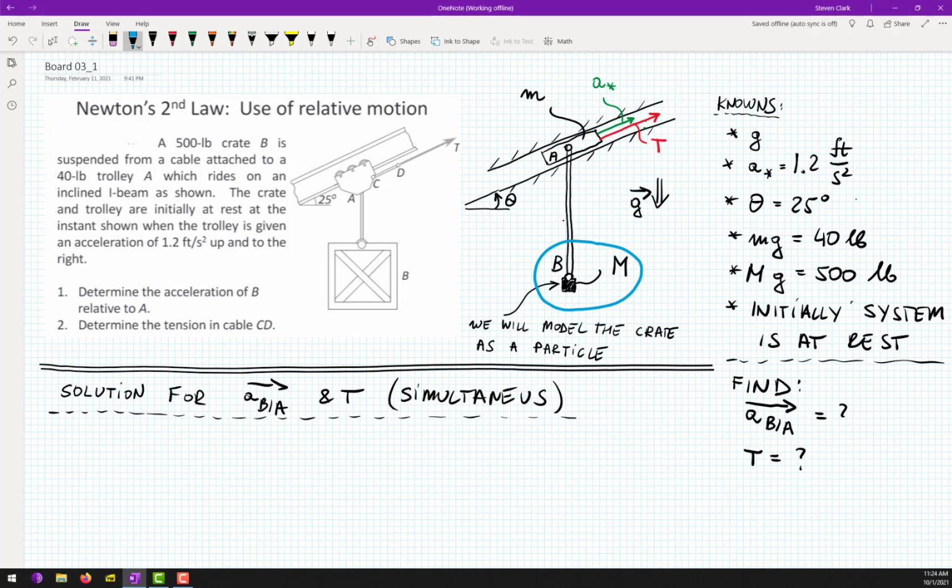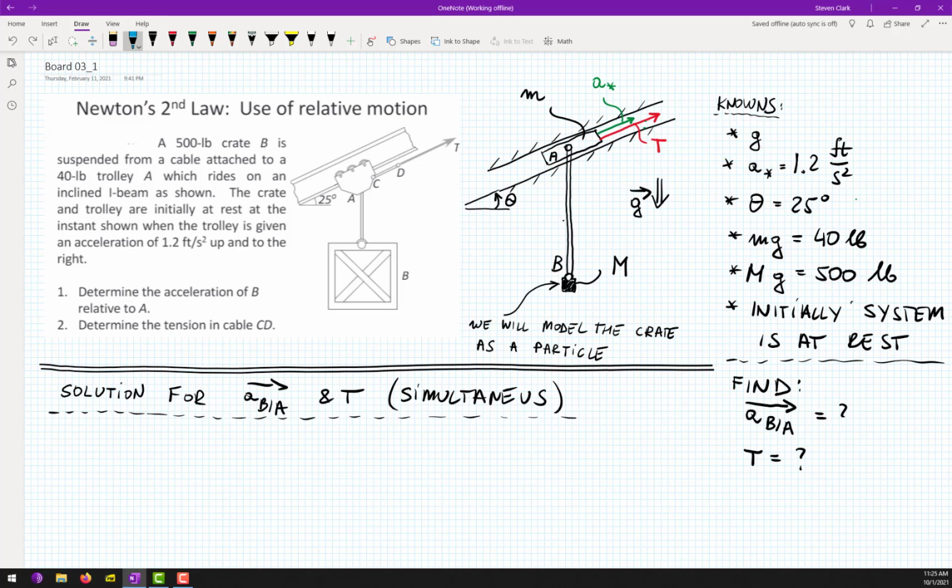Not what happens always in some period of time. They just ask us what happens right here, right now. That's why it's okay to model the crate as a particle. And we're gonna do it. Okay, so we have geometry. Our bodies are connected with a cable, AB, and we are on Earth, so we know gravity.